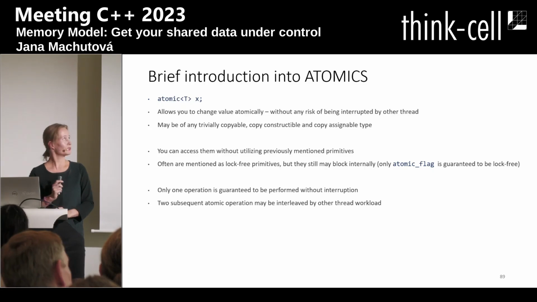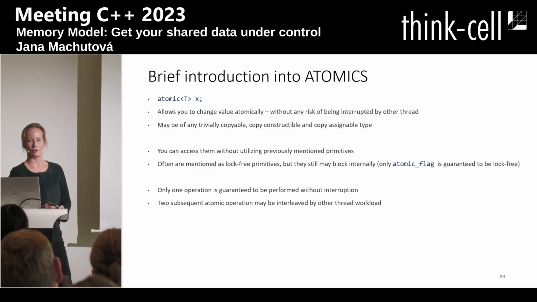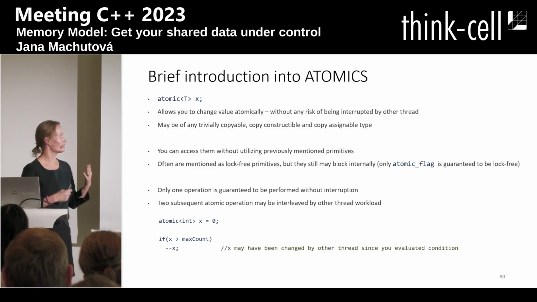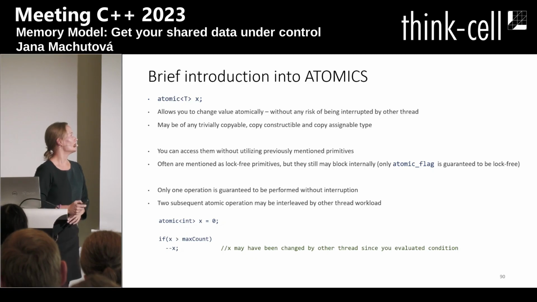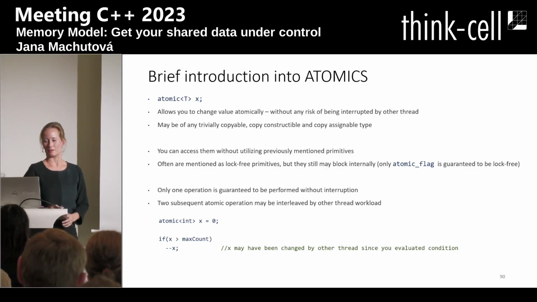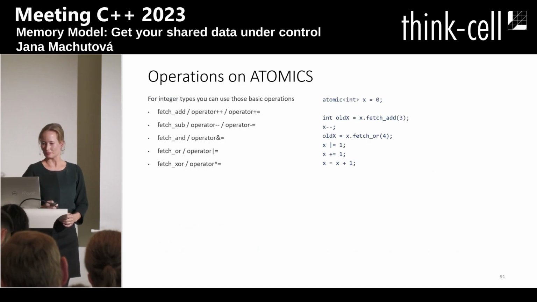What is important to note is something which is sometimes not obvious because it's not in the logic we are usually used to. Two subsequent atomic operations may be interleaved. I know it's logical, but sometimes when you write code, you forget it. Because here, when we evaluate the condition and then decrement, okay, we decrement atomically, but in between that condition and decrementing, whatever may happen. Many things may happen, and that's the point where most of our mistakes come from, I guess.